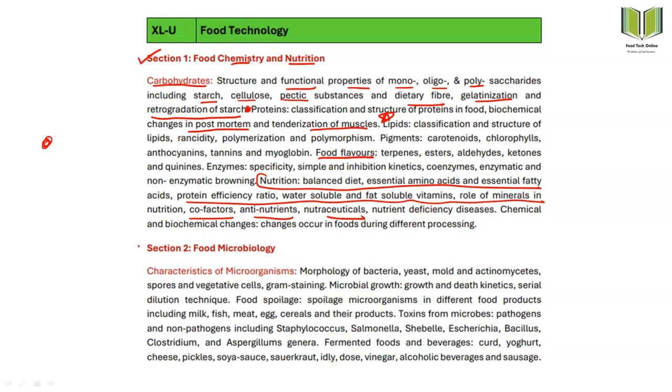And there comes the second part, which is known as food microbiology. The same thing which we have seen in the microbiology part, in detail here we'll be seeing with context to the food only. And the various foods will be the fermented foods, beverages, curd, yogurt, cheese, pickles, soya sauce, sauerkraut, idli, dosa, vinegar, alcoholic beverages, and sausage.